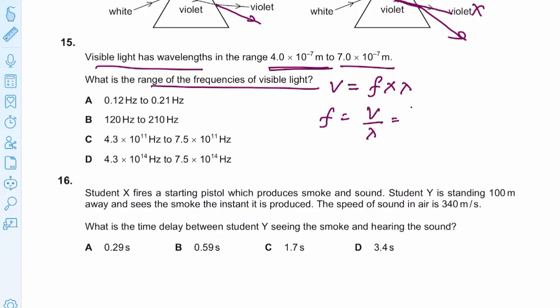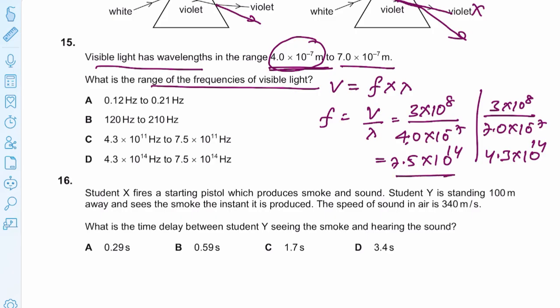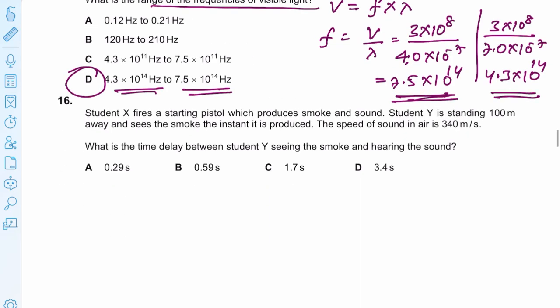So what is V? V is the speed of light, that is 3 times 10 power 8, and lambda, the first one is given as 4.0 times 10 power negative 7, and for the second one it is 3 times 10 power 8 over 7.0 times 10 power negative 7. If you put the values in the calculator, you'll get 7.5 times 10 power 14 for the first, and 4.3 times 10 power 14 for the second, right? So it ranges from 4.3 times 10 power 14 to 7.5 times 10 power 14. I think option D is correct. Okay, you can see the answer here. Got it? Now question number 16.